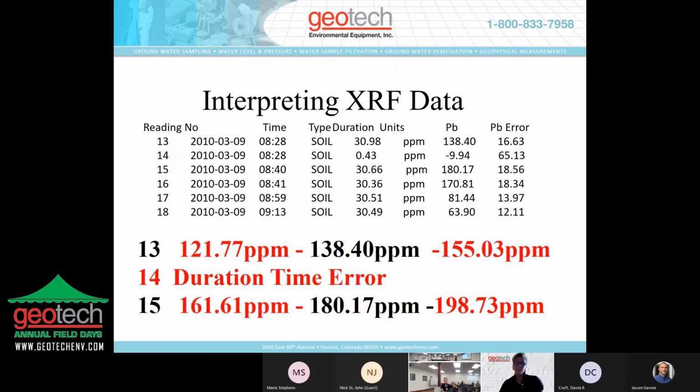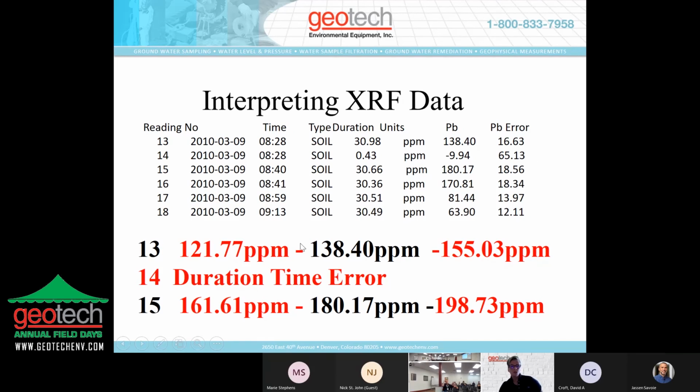So, interpreting your results, one of the greatest advantages of XRF is that you've got your element, your parts per million, and an error value. Not many instruments have this. So you can actually calculate, have I taken a long enough sample? If you look here at number 14, it was like a 0.3 duration. That's an accident. So you know right away there's nothing to look at here.